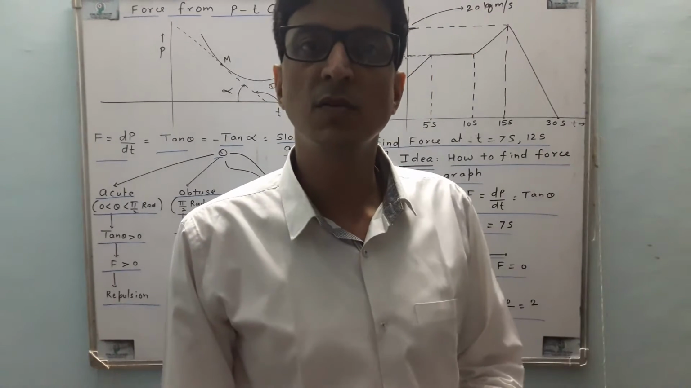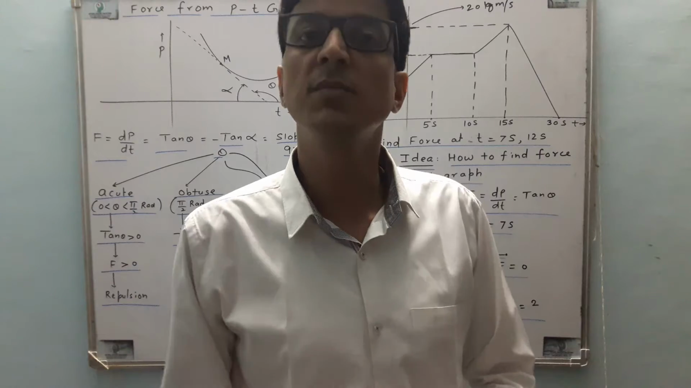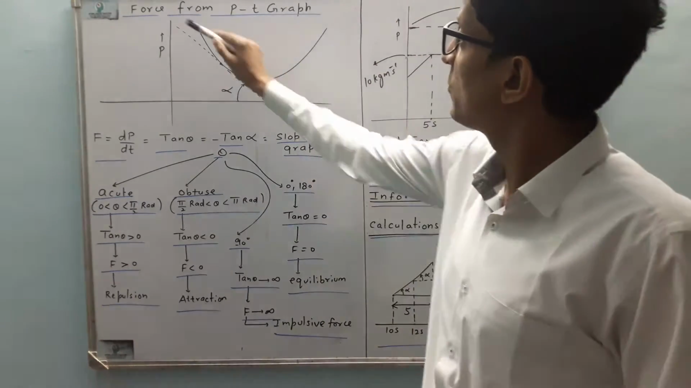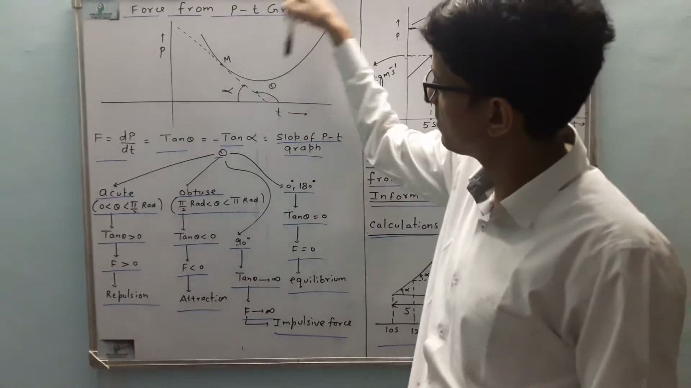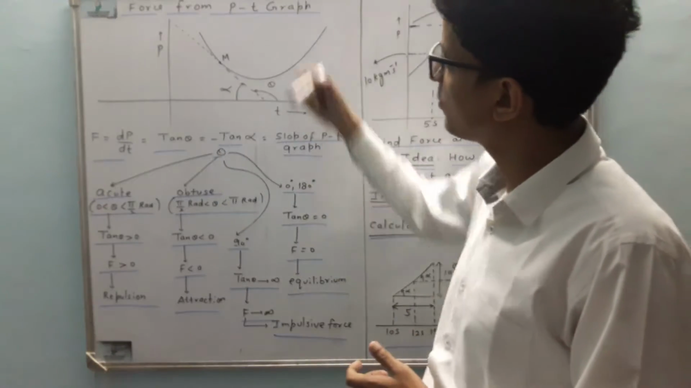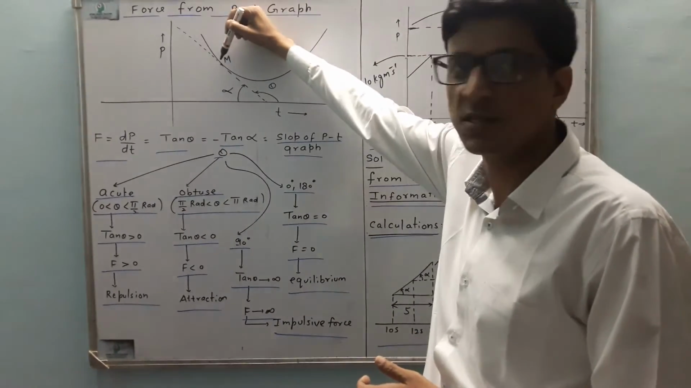Today we shall discuss the force from the momentum time graph. So we need to find force from the PT graph. Suppose this is the momentum time graph. We take a point M on the graph and we draw a tangent.